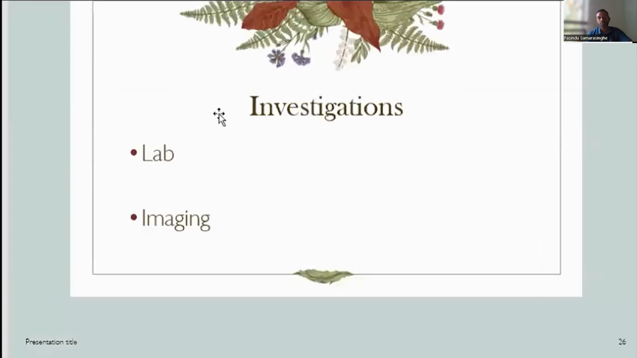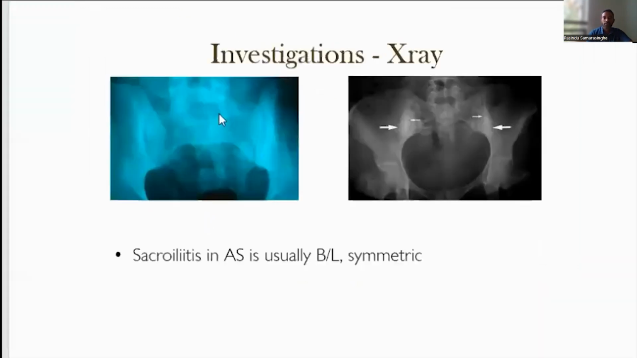Right. So we come to the investigations. There are not many investigations in spondyloarthritis, just a few lab tests and imaging. Imaging is the primary mode of investigation leading to diagnosis. So we'll go through the X-ray first. If you suspect a patient has spondyloarthritis, please do an X-ray and request an X-ray of the sacroiliac joints specifically. You can do a pelvic X-ray, but an SI joints X-ray would show the SI joints clearly.